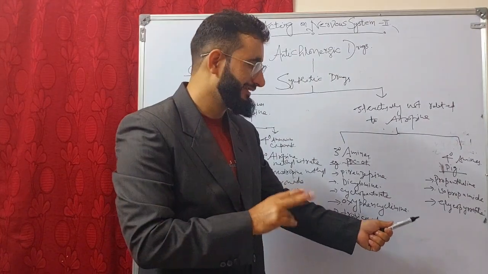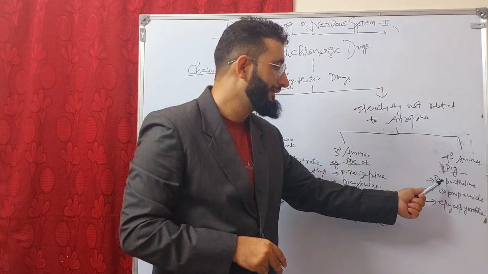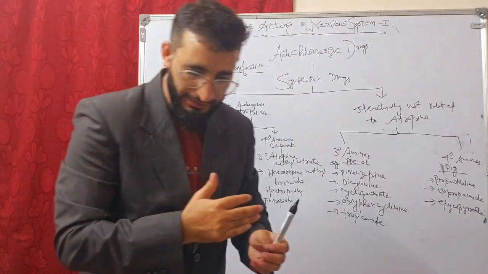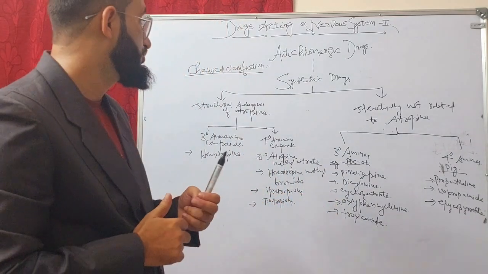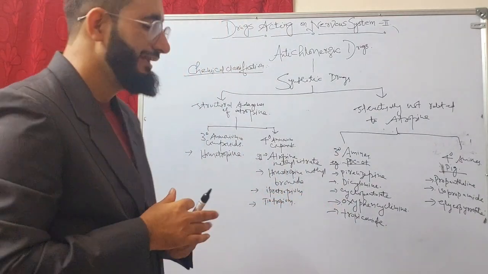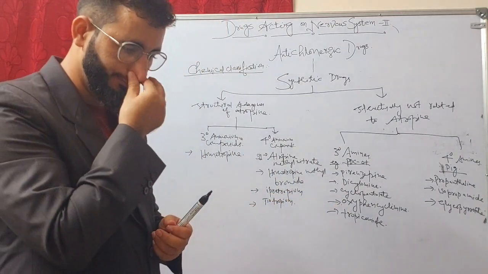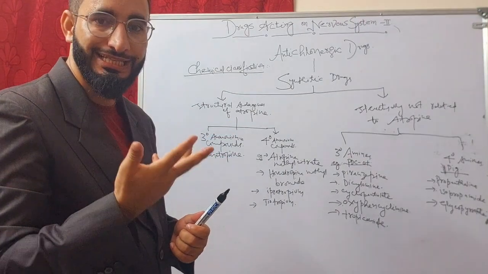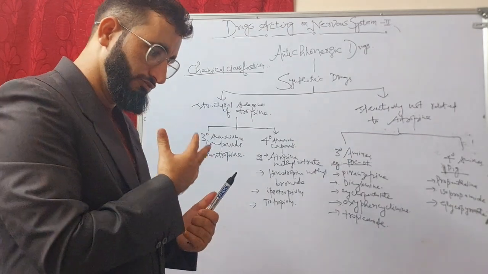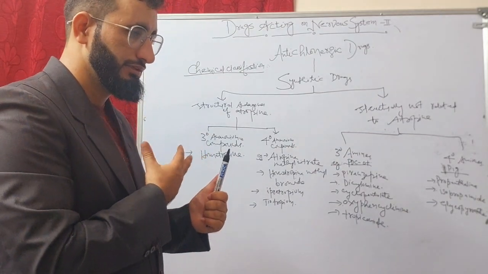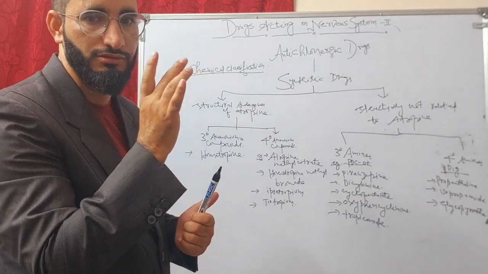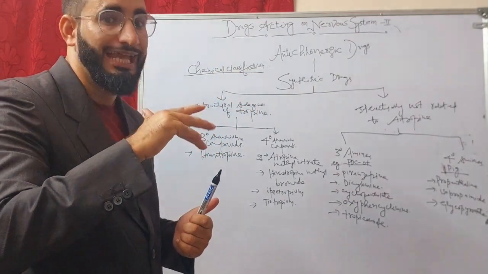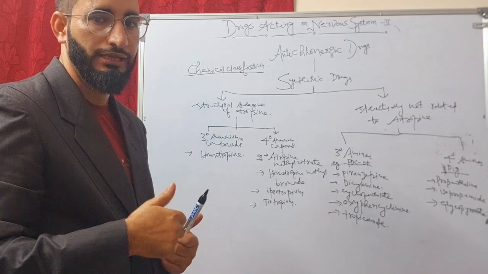And another class we have is quaternary ammonium compounds. We have three drugs under this class. The examples are propantheline, isopropamide, and glycopyrrolate. So this was all about the chemical classification of anticholinergic drugs. In the next video, inshallah, we will look at the pharmacological classification. We will classify based on the action, what kind of action these drugs give, and based on the selectivity of the receptor, that we will look at in the coming video.